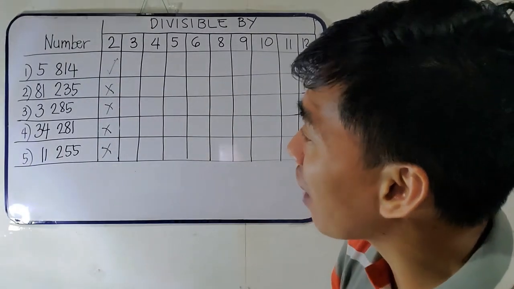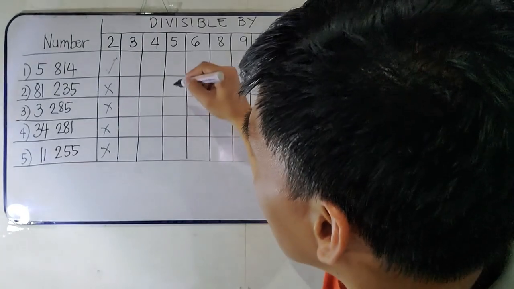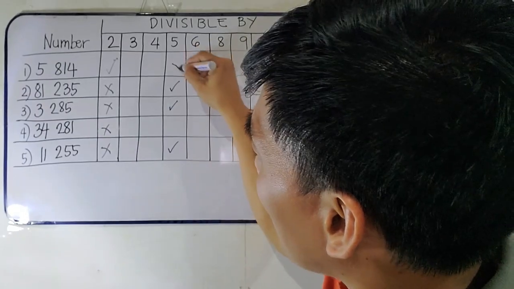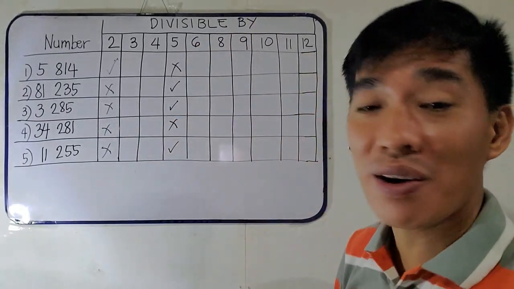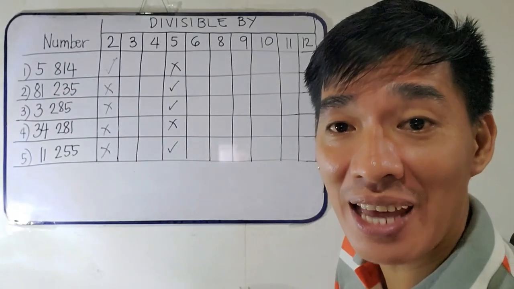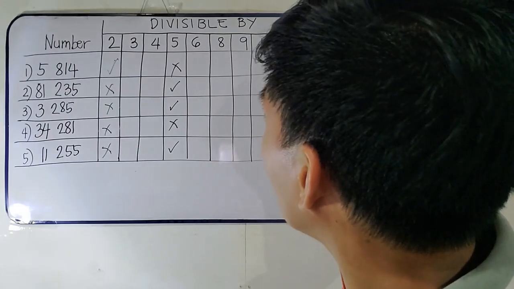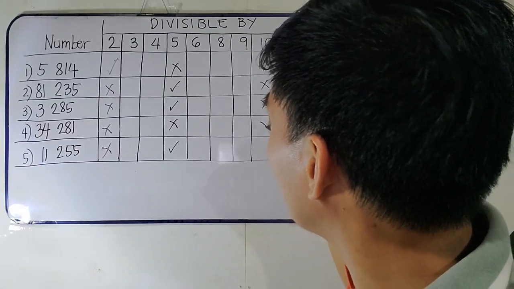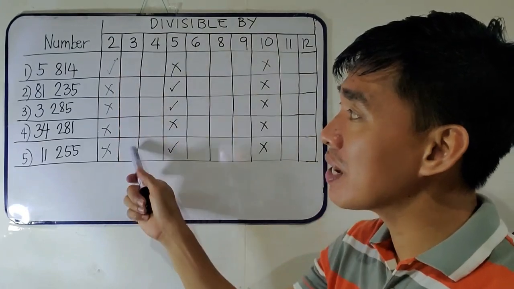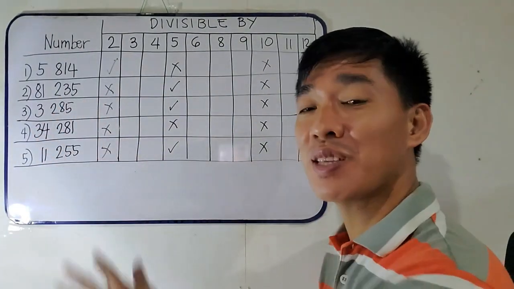Then for 5, I think this is divisible by 5. This one is divisible by 5, divisible by 5. The other two are not divisible by 5. Let's go to 10. It ends with 0, so all the numbers are not divisible by 10. Let's now proceed to number 3. Let's check if all these numbers are divisible by 3.